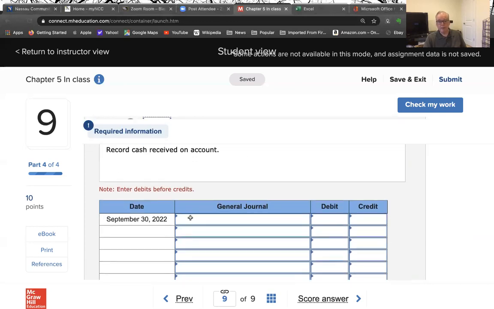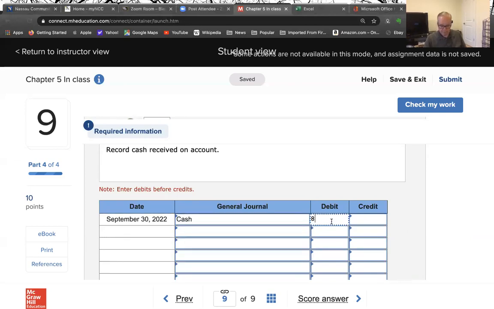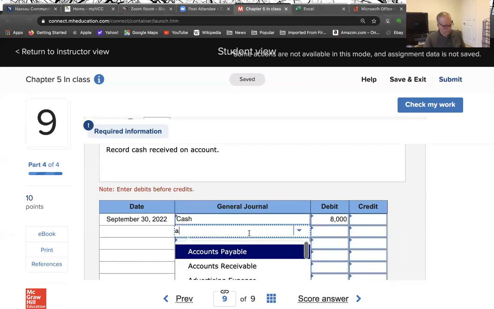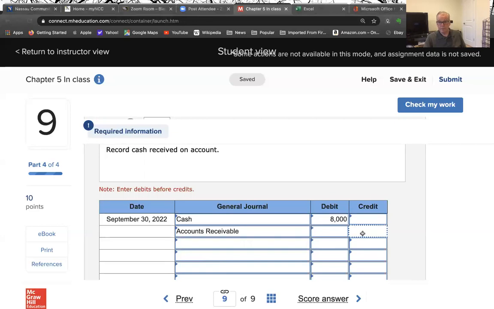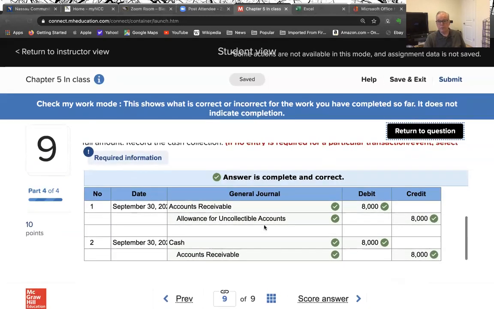And the second part is the part you like. Debit cash and credit accounts receivable. Right, so those two entries are correct. And the nice thing about this problem too is that it walks you through the whole cycle: estimating the account, estimating the balance of the allowance, making the entry, writing off an account, and reestablishing the account.